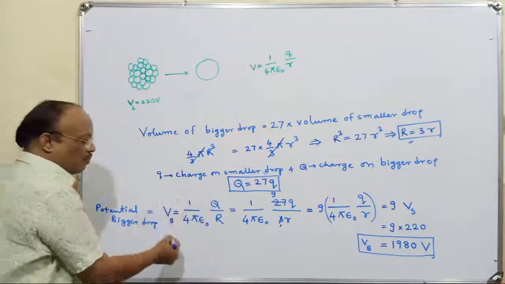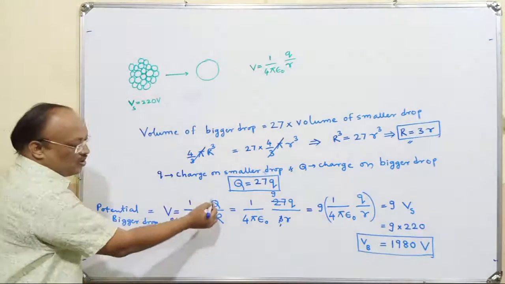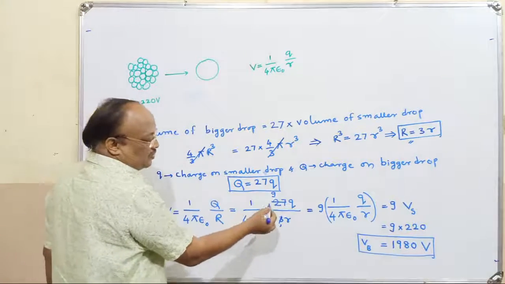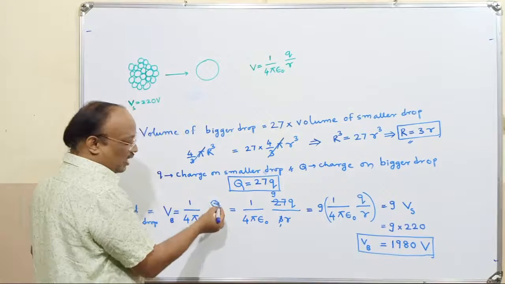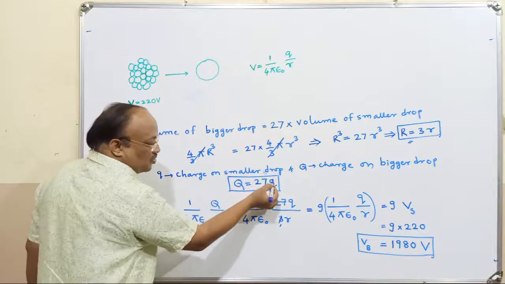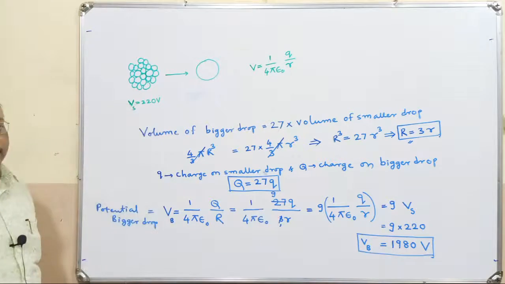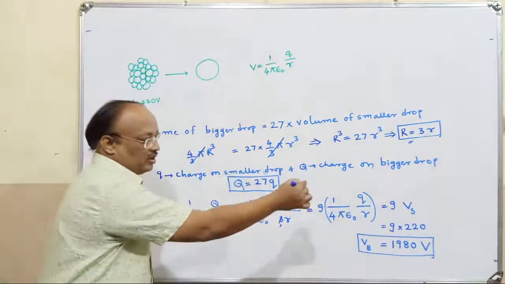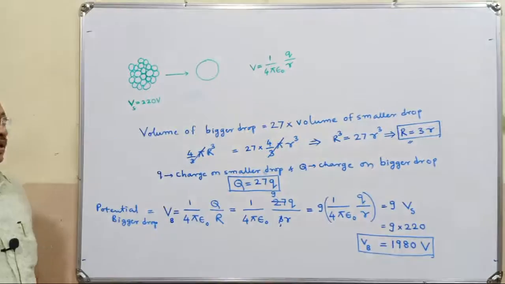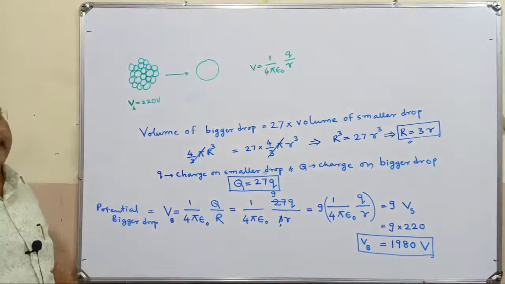Then the potential of the bigger drop is equal to this. Therefore it is 1 by 4 pi epsilon naught, 27 q by r. In place of the charge of the bigger drop, I substitute 27 q, and for the radius we have substituted this. So we got this value. So this itself, in general, I can write.